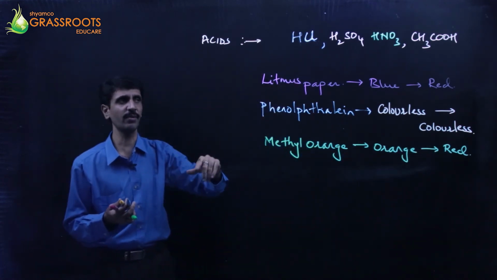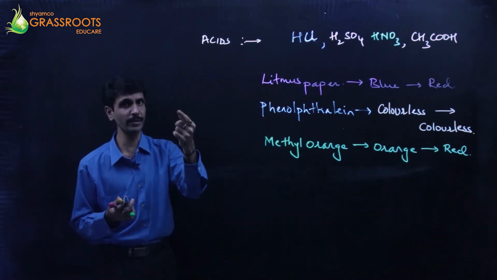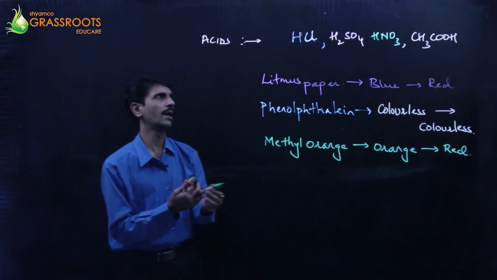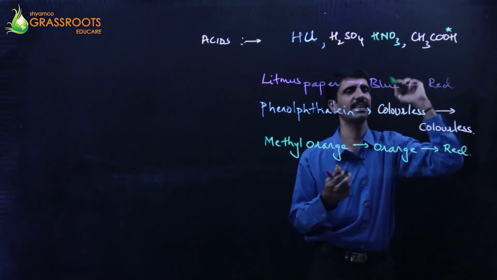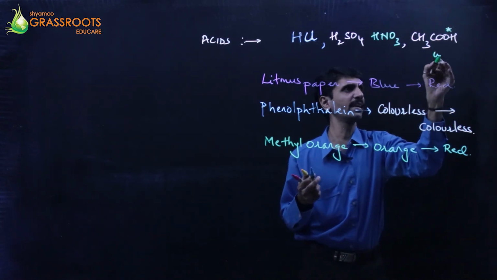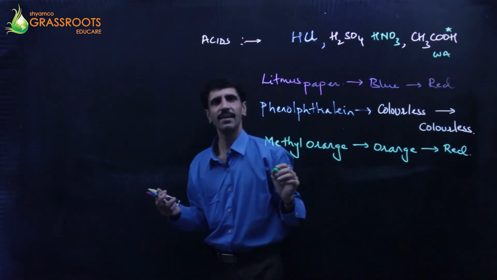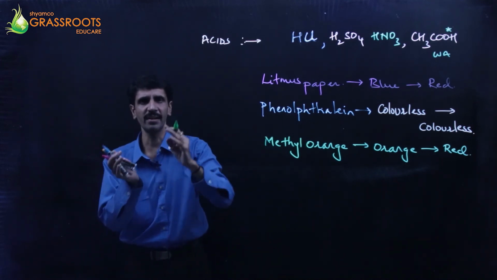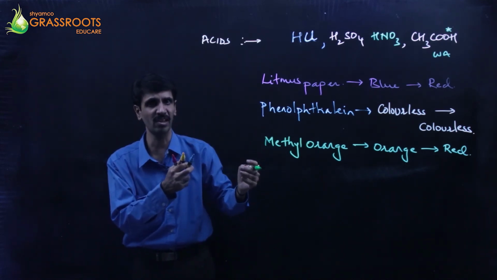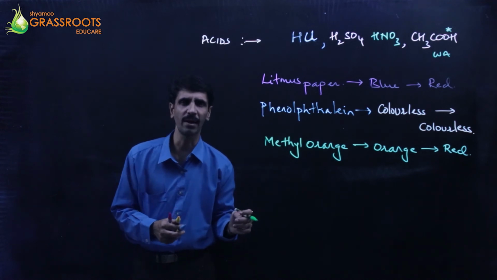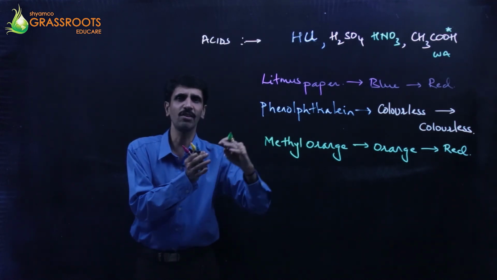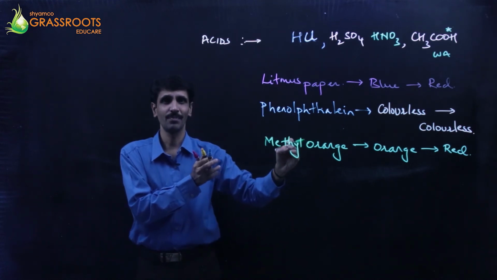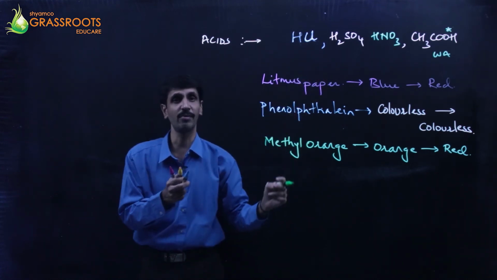Now we go for the base. But before going towards the base, I'll give you one important piece of information, and that is this: acetic acid is actually a weak acid. It is undergoing dissociation. I'll come to that dissociation concept as we proceed in this chapter. The bond breaking process is going to take place slowly in case of acetic acid. So it's a weak acid.